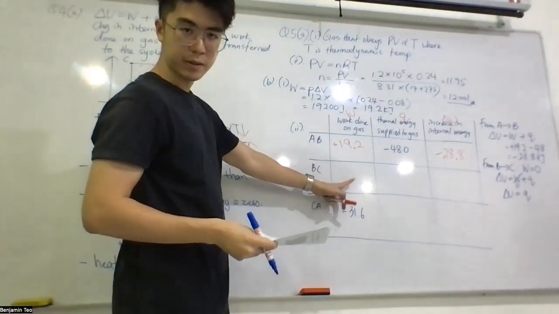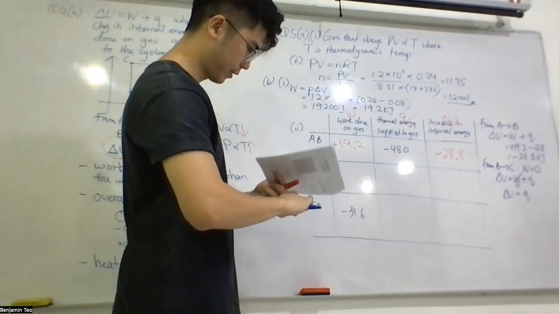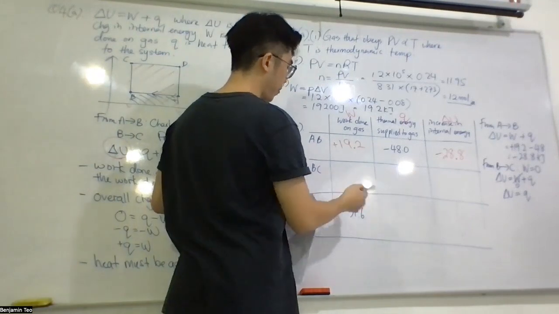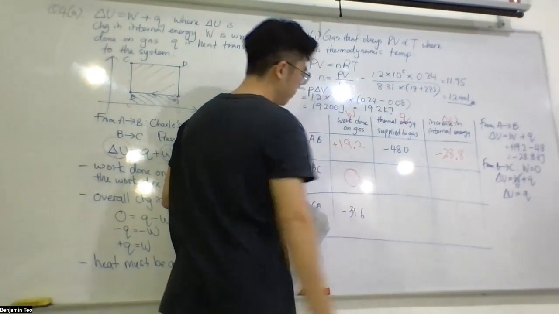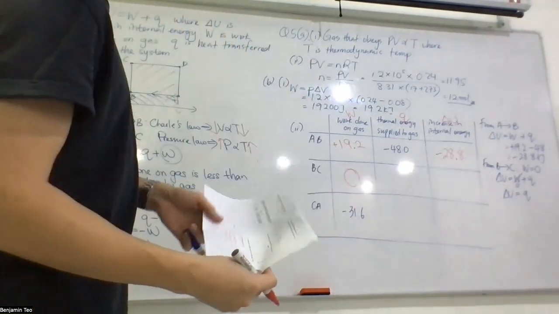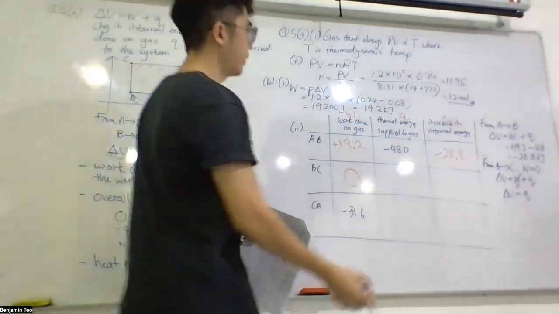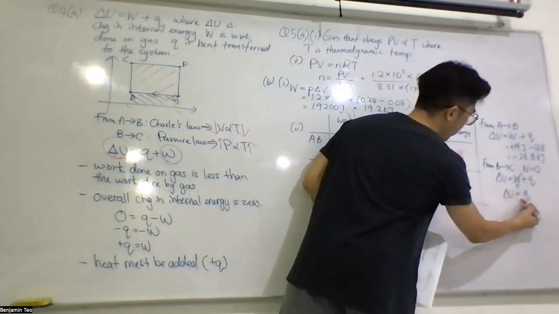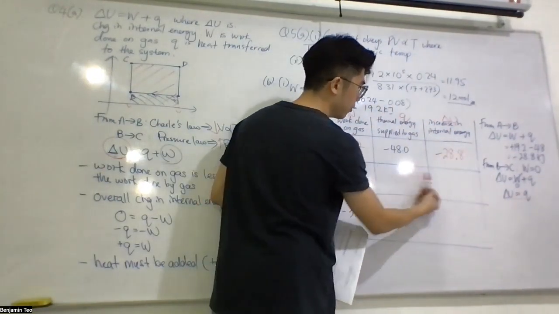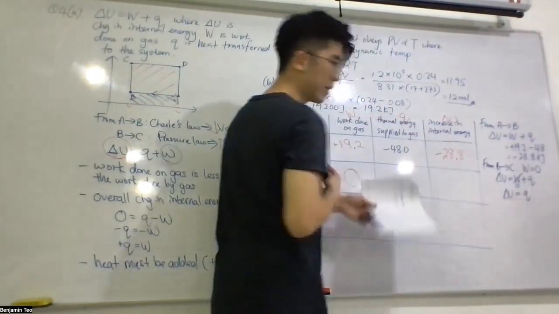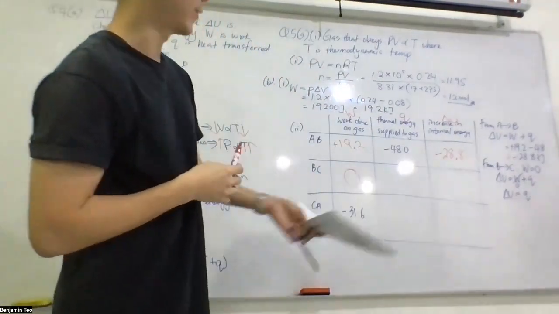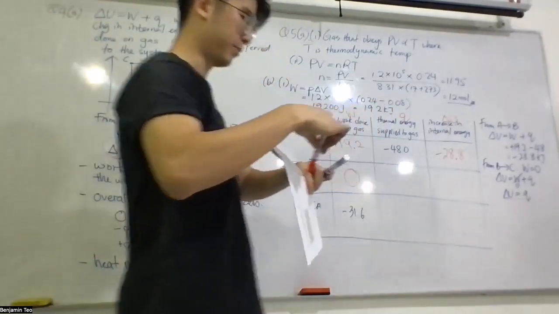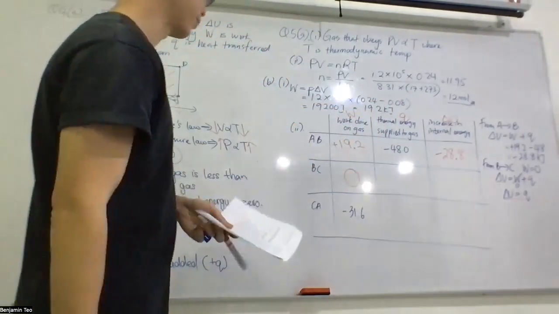We know that work done on gas from B to C is 0, because there's no change in volume. What else do we know? These two are equal, but we don't know the value. Okay, let's put it aside first. So if you don't know, then you do the other one first. Later we get back to that.